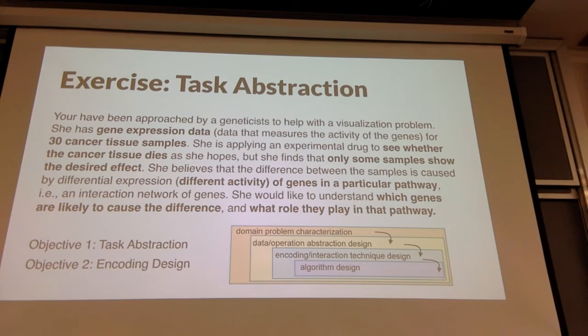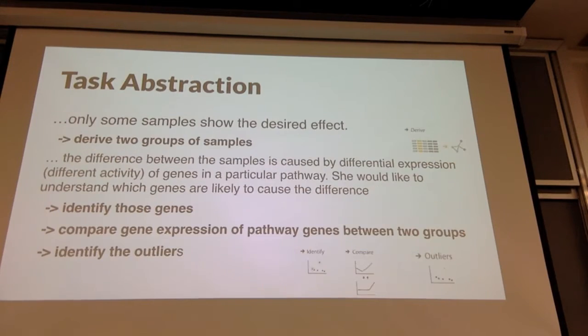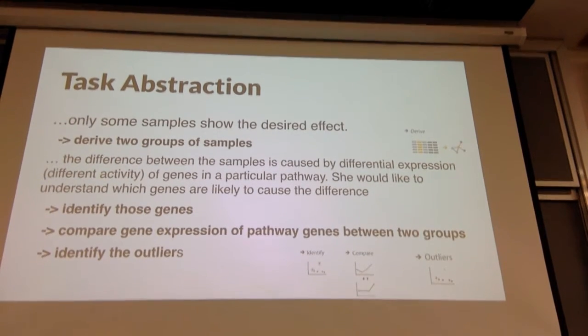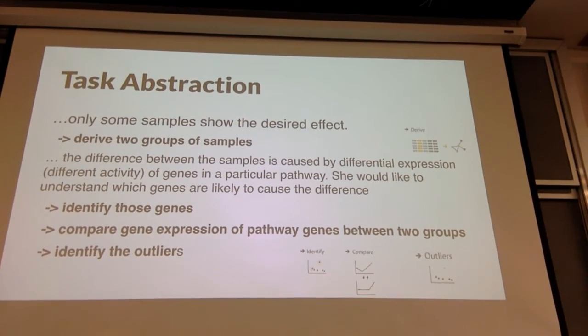And then the next step was, we have a lot of genes, but we also know that this is differential expression in a particular pathway, and the pathway also defines a subset of genes. So we could even further subset that. And so here is basically my task abstraction. We have only some samples show the desired effect. So we derive two groups of samples, those that have and those that have not died.